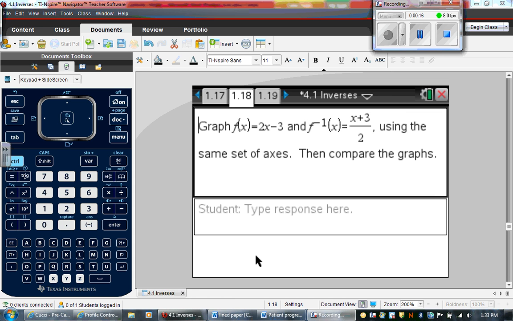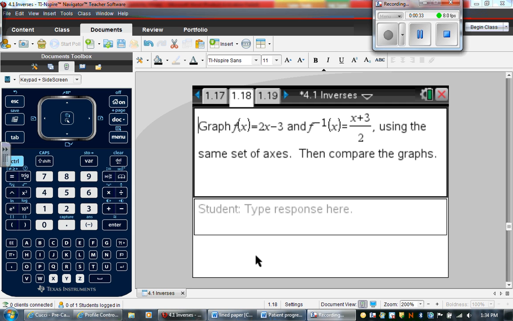Okay, so what we're going to do is take a look at the graph of f of x equals 2x minus 3 and the inverse of that function, which is (x plus 3) divided by 2. We're going to use the same set of axes and compare the graphs.